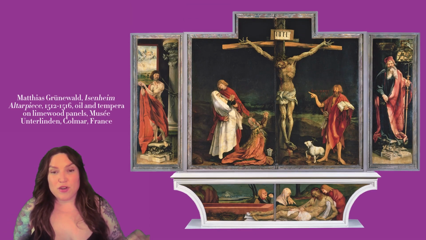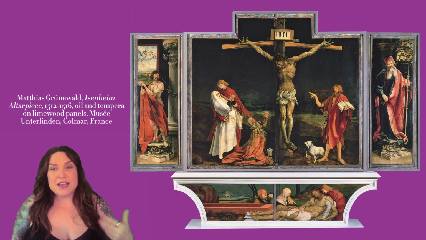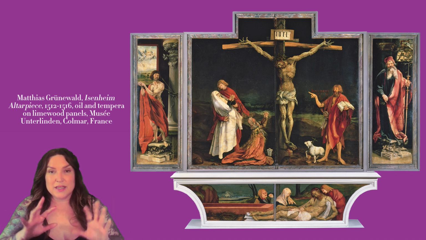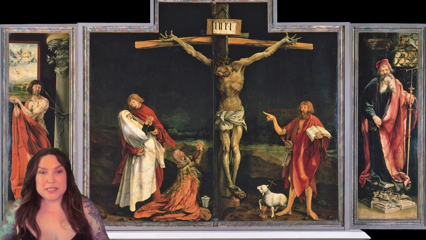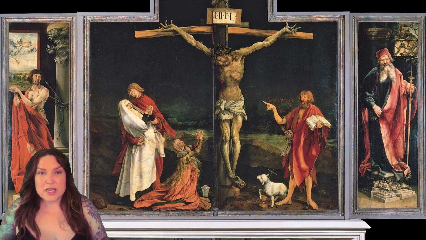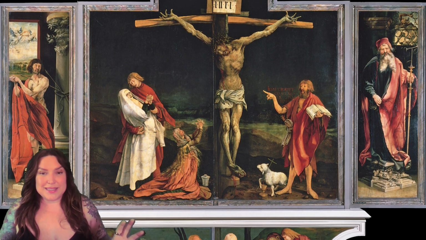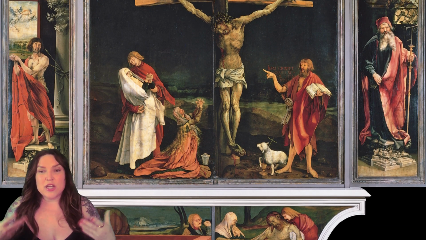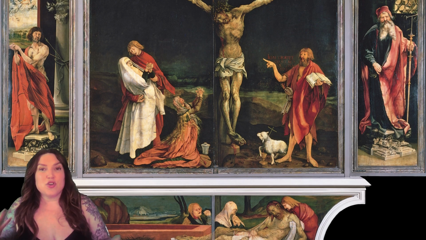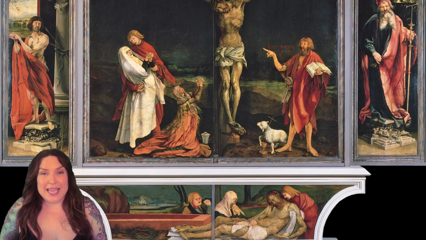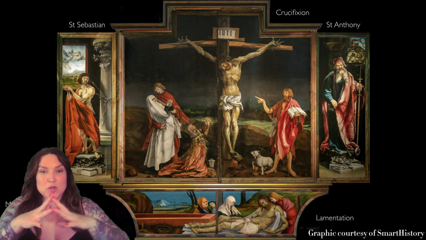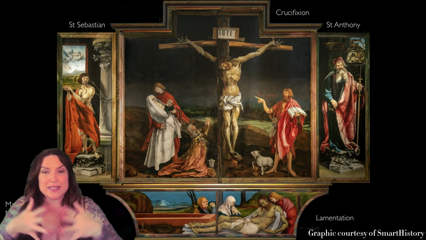Okay, so here we're looking at Grünewald's Isenheim Altarpiece, dated to about 1512 to 1515. This is a multi-paneled painting. Here we're looking at the central panel where we see a depiction of Christ on the cross, flanked by panels depicting saints, and in the bottom panel below the central figure, we see a depiction of Christ's dead body being laid into the burial. Now, this artwork has multiple panels, so that means it opens and closes.